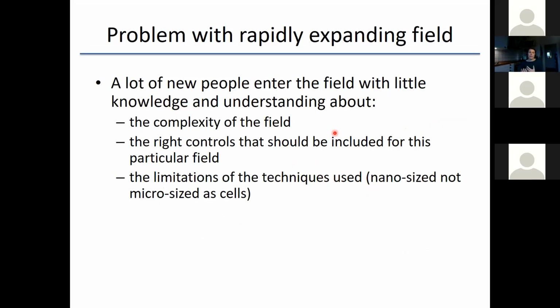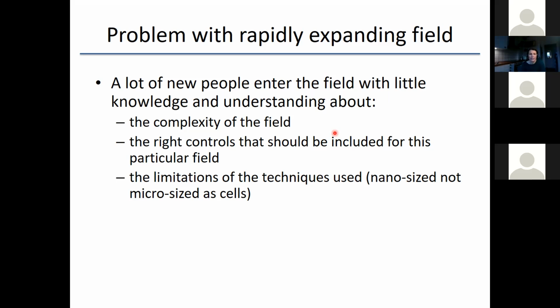So that was a little bit of background about me and my field. And of course, you're not interested in the vesicles necessarily, but I thought it was good to give you that because I want to talk about how we have tackled the problems with reproducibility within our field.